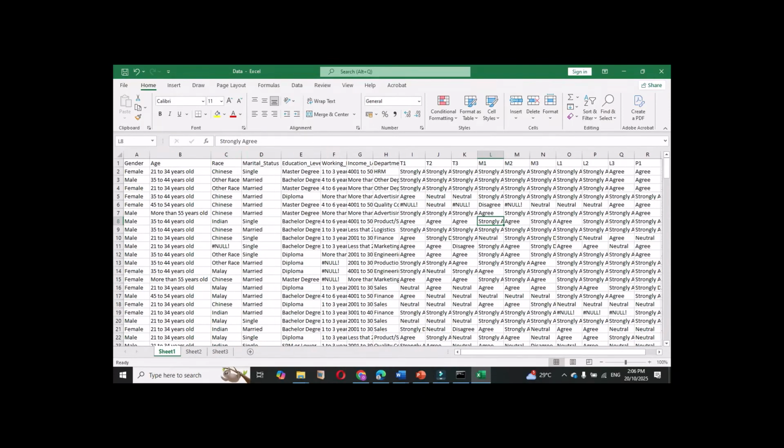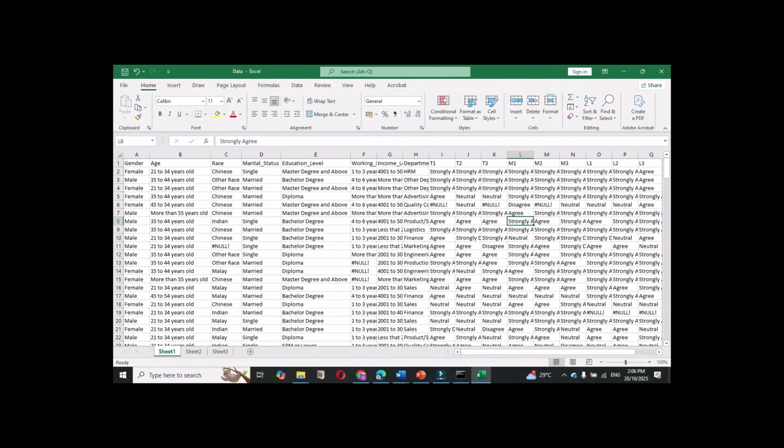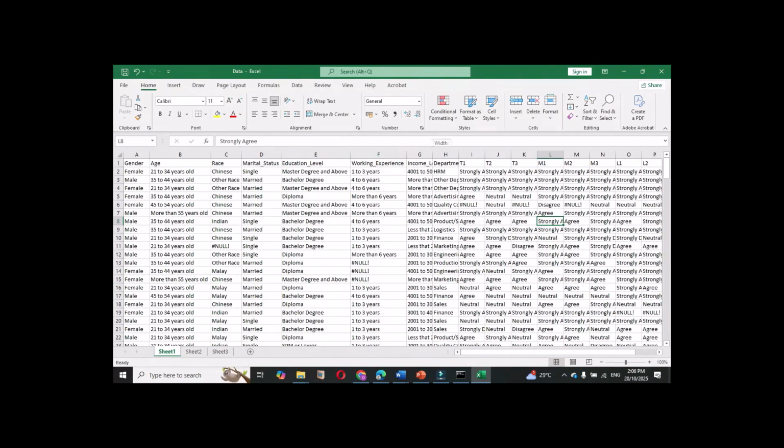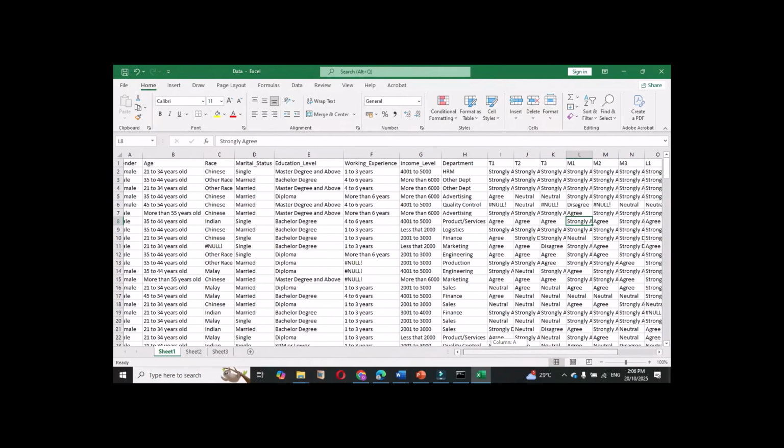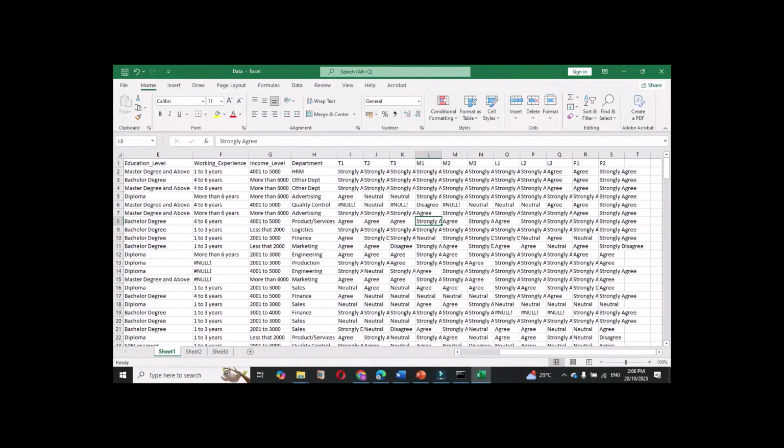If you remember, these are the variables that we have in our data. Each of them, okay, nothing is missing. Look at it very well. We have our T1, T2, T3 for training and development. We have our M1, M2, M3 for motivation. We have our L1, L2, L3 for our leadership style. And we have our P1 and P2 for our firm performance. So this is the structure of our data.